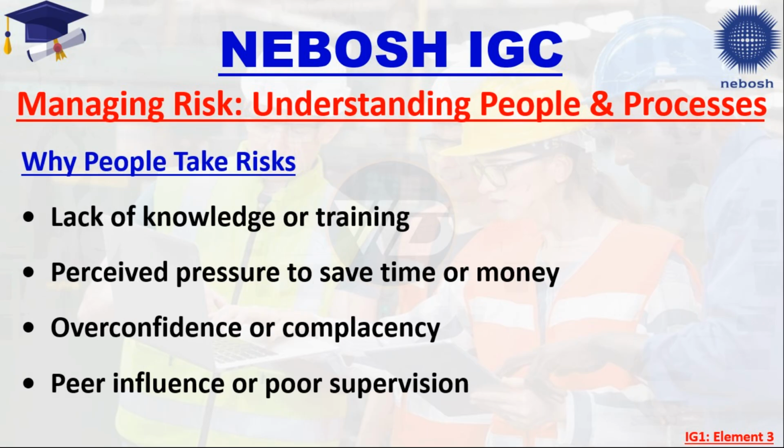8. Why people take risks. People sometimes take risks, even when they know it's unsafe. This can happen for several reasons. They may lack the knowledge or training to understand the danger. They may feel under pressure to save time or reduce costs. Overconfidence, thinking it won't happen to me, or complacency after doing a job many times without incident can also play a role. Peer influence is another factor. If others ignore rules, a worker might copy them, and poor supervision can fail to detect or correct unsafe practices.